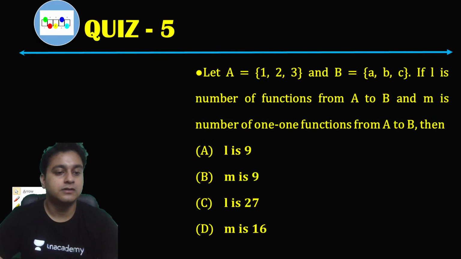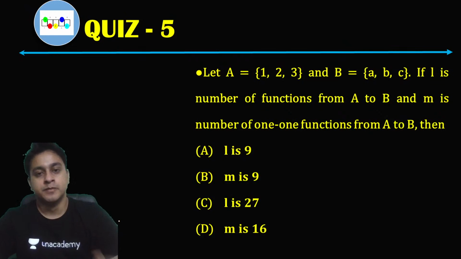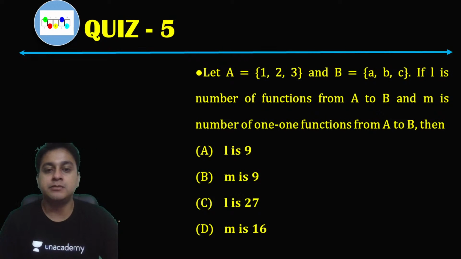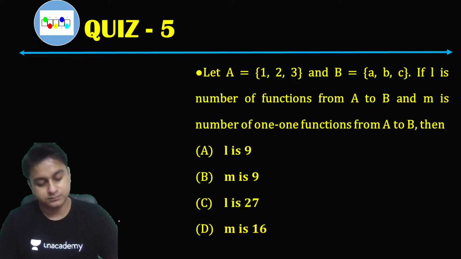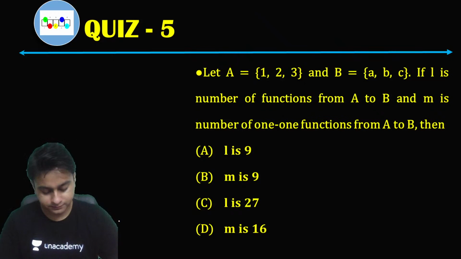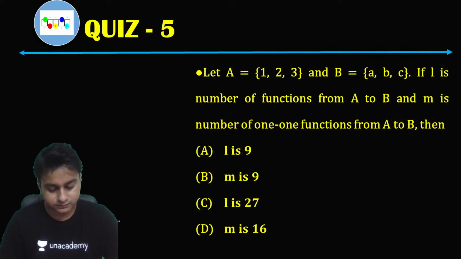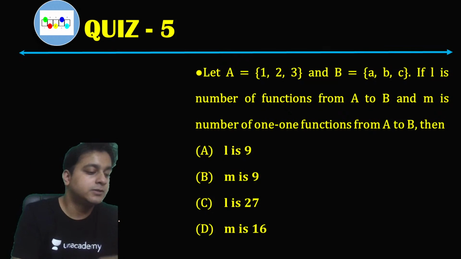Next one. L is the number of functions, M is the number of one-one functions. Come on. Let's see how many of you can get this one correct.